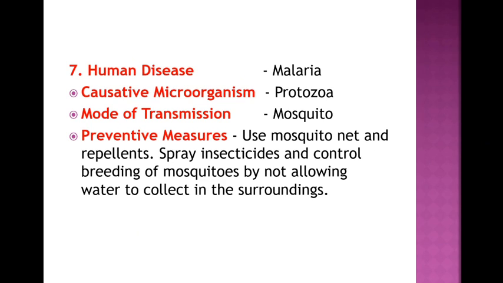And the next disease is malaria. We know that the causative microorganism is a protozoan, and the mode of transmission is mosquito. So what are the preventive measures? Use mosquito nets and repellents, spray insecticides, and control breeding of mosquitoes by not allowing water to collect in the surroundings. It means we should maintain dryness in our surroundings.